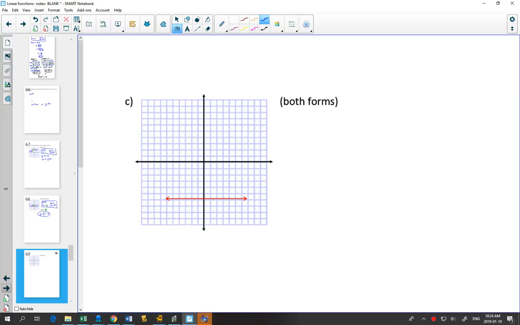This one's asking for both forms. This is one of the special lines. Horizontal and vertical lines are special, and I would want you to just be able to write the equation right away. Okay, first of all, 1, 2, 3, 4, 5, 6. The scale wasn't labeled, but I'll label it by putting 0, negative 6. Do you remember the equation when it was a horizontal line? Y equals negative 6.